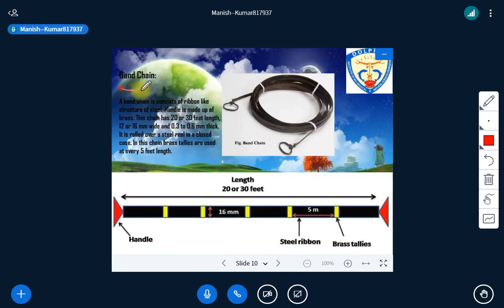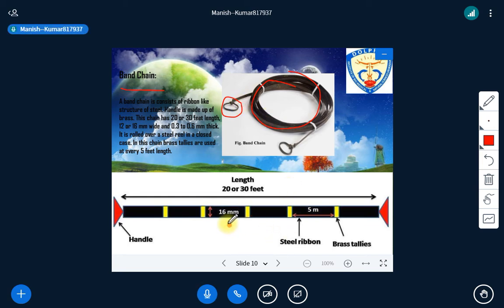Then we have the band chain, another kind of chain you are able to see. Even in the image, this is the band chain, right? It is a ribbon-like structure of steel. Its handle is made of brass, right? And the length of this chain is either 20 or 30 feet, and the width of this chain is either 12 or 16 mm.